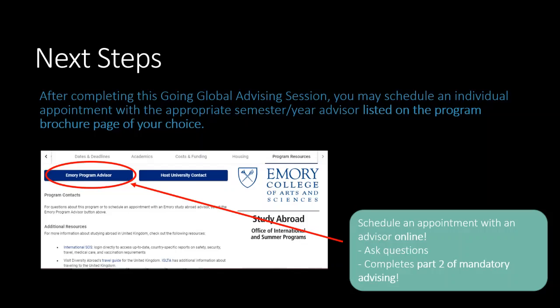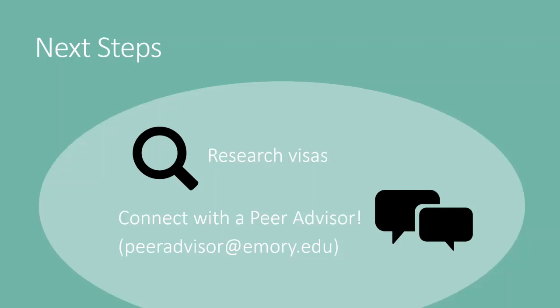Completion of this video fulfills step 1 of the mandatory advising requirement for semester or academic year study abroad programs. One of your next steps should be to schedule an individual advising appointment with the study abroad advisor for the program you have selected. Their contact information may be found on the contacts page of the study abroad website or under program resources on the program brochure page. You can also begin researching the visa or other entry requirements for your host country. Most visa application processes have a specific timeline and require a number of documents to complete, so it is important that you plan ahead for this process.